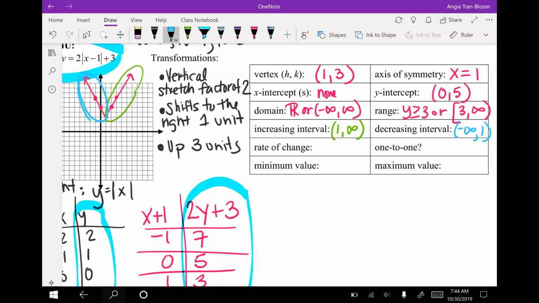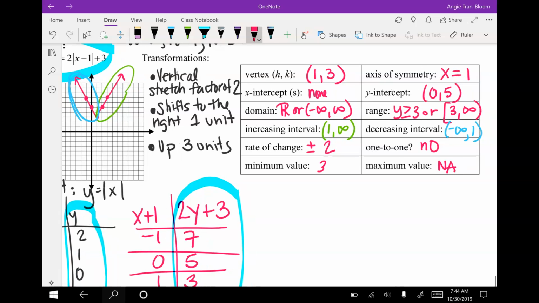You're right. What is the rate of change? In this case, plus or minus what? 2. You're right. The slope is either a -2 or a +2. Is this function a 1-to-1 function? No. Okay. Do we have a minimum or maximum value? Which one do we have? Minimum. So for maximum, you can write none or NA. I'll take either one. What is the minimum value? 3 at what location? At x equals what?